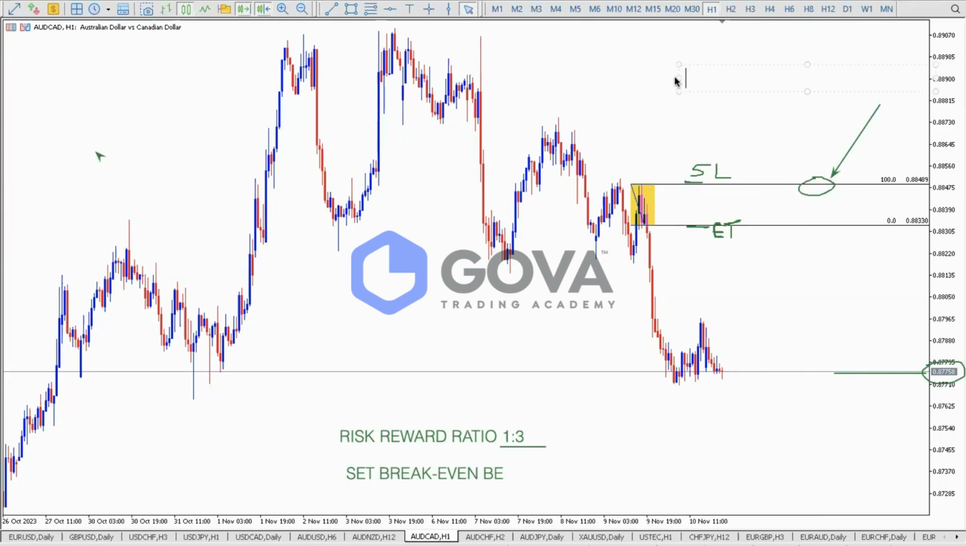We have a 16 pips risk. That is the risk we are taking on this trade. It means that on this trade, from this area all the way up to this area is a 16 pips risk.